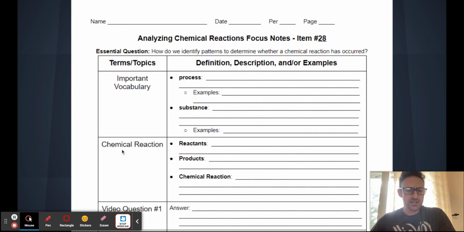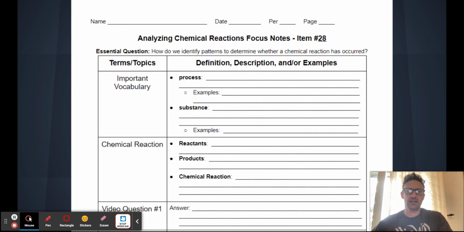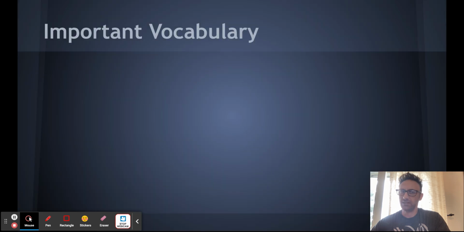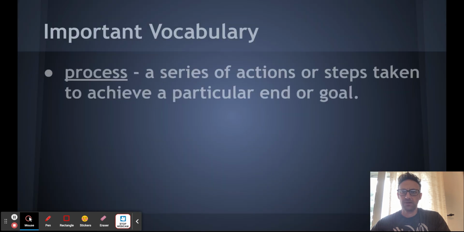So the piece of paper you're going to need today is this one. It says analyzing chemical reactions. This is definitely going to be one of the heavier topics for sure. I'm encouraging you to practice in the Kahoots and really talk and ask questions in class to really help you understand this. So here we go. Let's go and start.